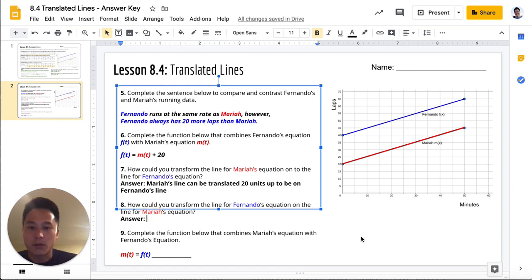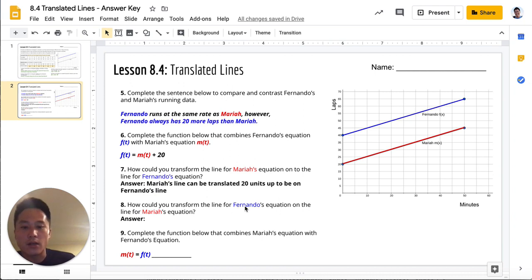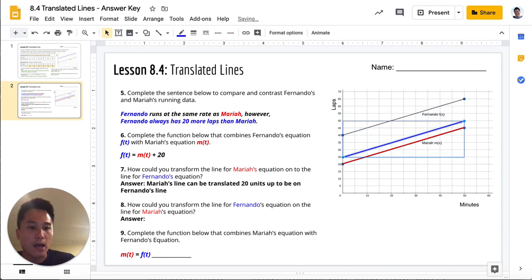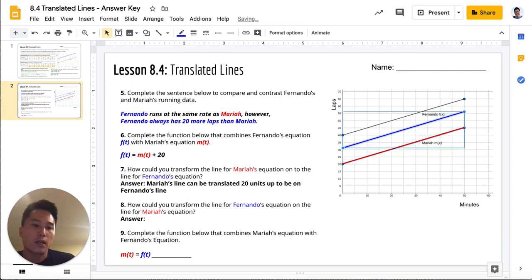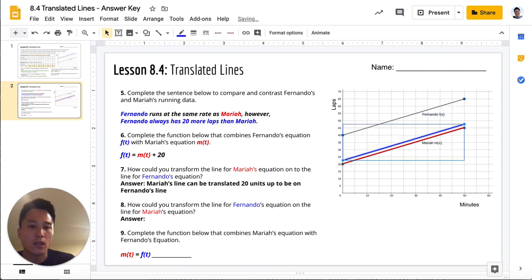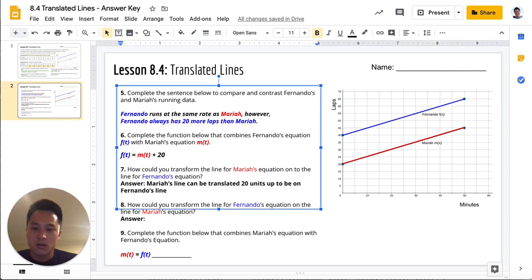Other way around for number 8, how could you transform Fernando's equation onto the line of Mariah's? Well, if we take Fernando's line, he has to move a certain number of units down to be on Mariah's line. How many units down? Well, we're going from a y-intercept of 40 to a y-intercept of 20, so it's going 20 units down. Fernando's line can be translated 20 units down to be on Mariah's line.